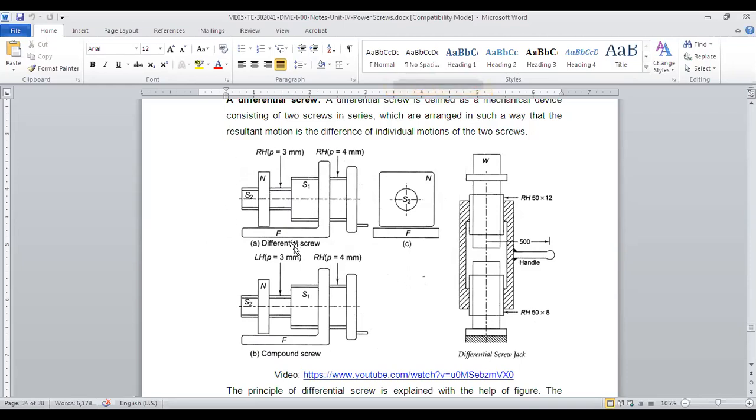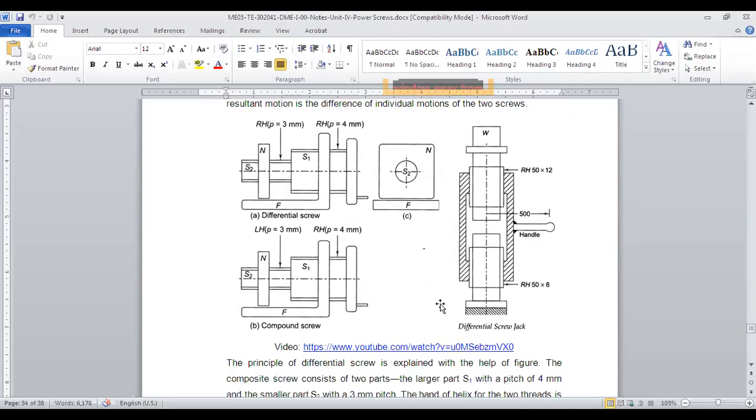So if we need a movement of 1 mm in one rotation, we will use a combination like this. If we need one rotation to move by 0.25 mm, then we will have 4 mm and 3.75 mm. Like this, we can have small precision with the use of a differential screw without compromising on the thickness or pitch of the threads. Are you getting it? So this is how the differential screw works. Very simple mechanism. Okay, here the differential screw jack is also shown.